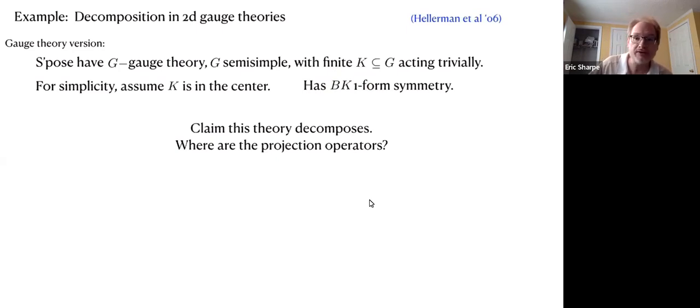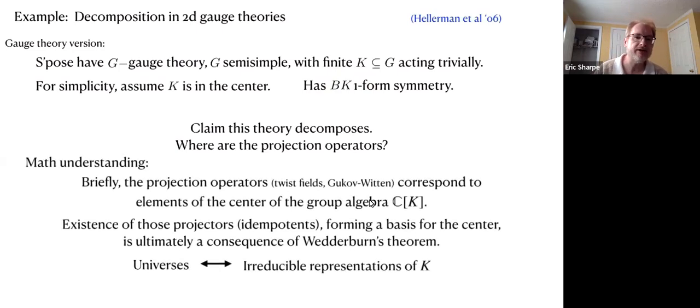So first off, where are the projection operators? Well, very briefly, the projection operators are going to be built from twist fields and what are called Gukov-Witten operators, which formally will correspond to elements of the center of the group algebra. And then existence of those projectors is ultimately a consequence of something called Wedderburn's theorem in mathematics. So the different universes, the different constituent field theories, are, essentially as a consequence of the math, in one-to-one correspondence with irreducible representations of that trivially acting subgroup.